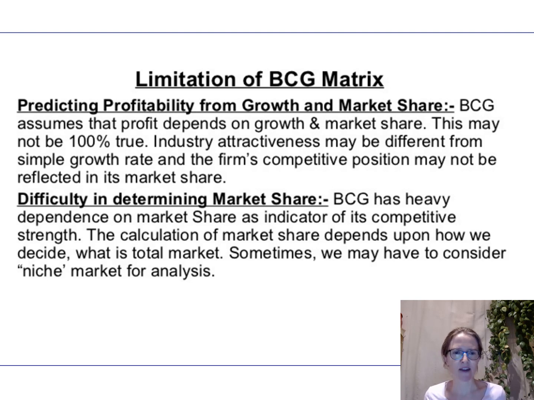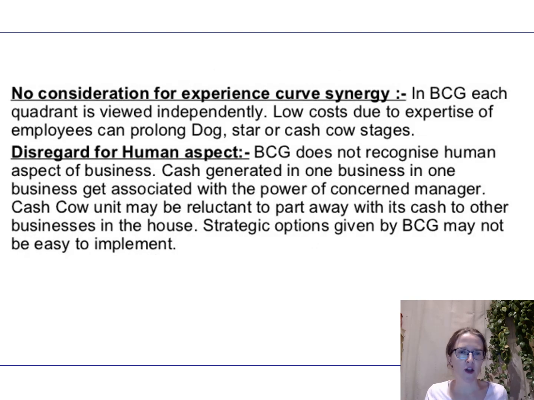So BCG has heavy dependence on market share as an indicator of competitive strength. And the calculation of market share depends on how we decide what is the total market. Sometimes we may have to consider a niche market for analysis. Further limitations: there's no consideration for experience curve synergy. So in the BCG model, each quadrant is viewed independently. Low cost due to expertise of employees can prolong dog, star or cash cow strategies. There's also a disregard for the human aspect.